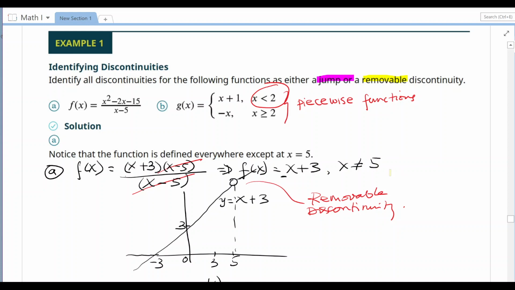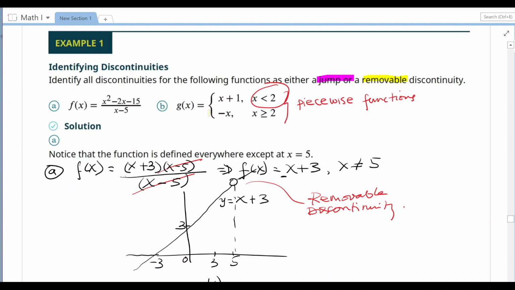So the function x plus 3 is shown here in this diagram, and at x equals 5, there is a removable discontinuity. So that's for part A.